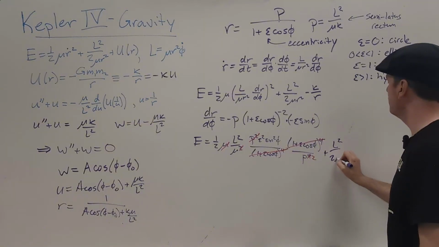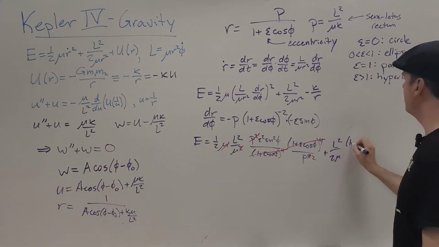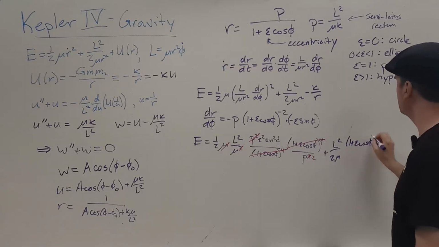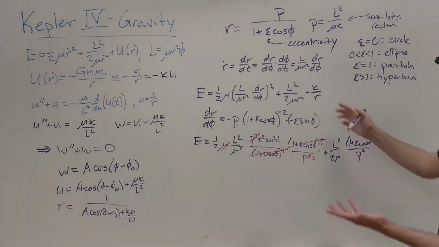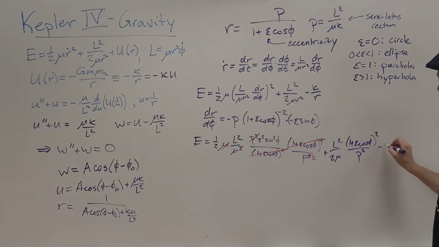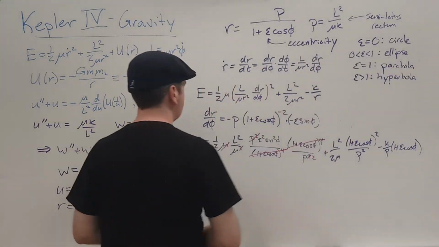The next term over also looks kind of nice. I have an L squared over 2 mu. The 1 over r squared here also will look kind of pretty. I'll have a 1 plus epsilon cosine phi quantity squared over p squared. And then the last term, well, not much we can do about that. It's just going to be a kappa over p, with at the end the same binomial.